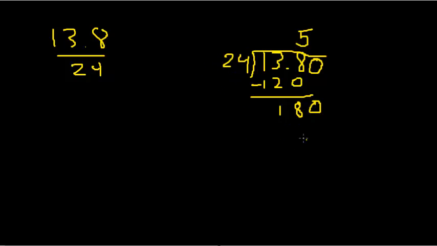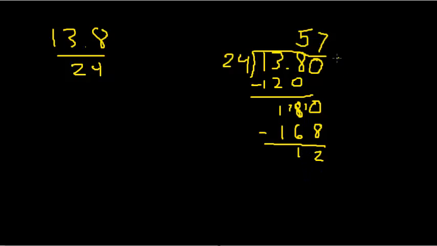So now 24 goes into 180 7 times. My 7 goes up here. 7 times 24 is 168. Subtract that. Borrow from my 8. I have 12 left here.